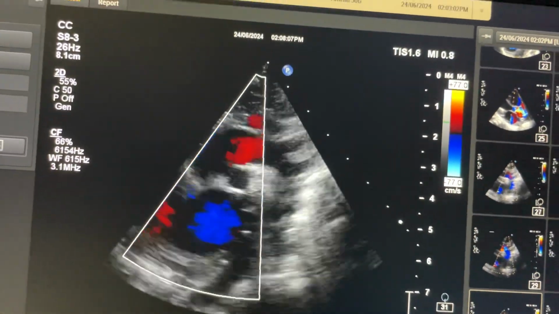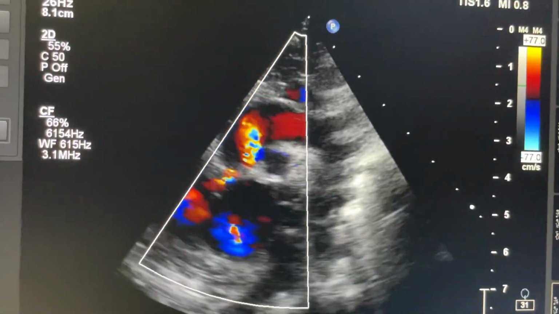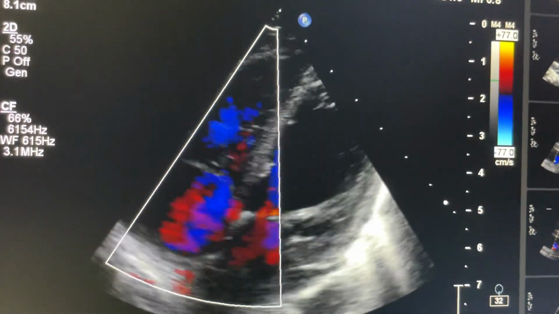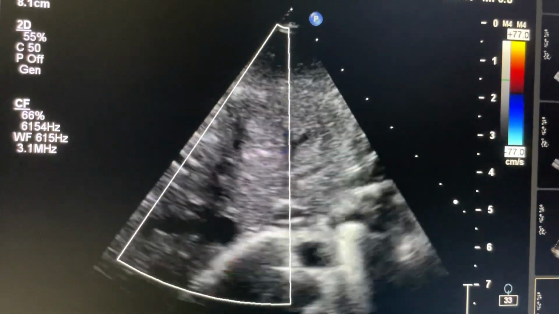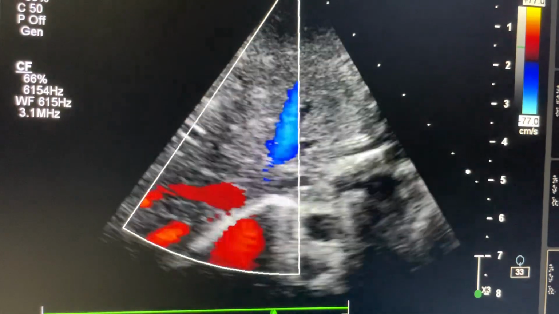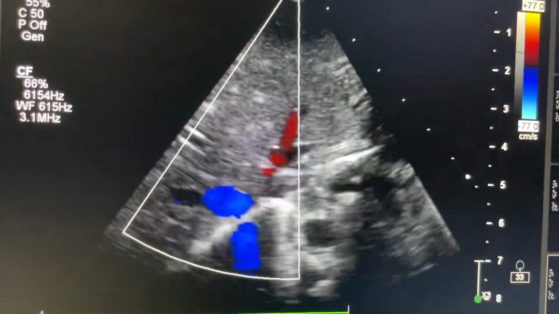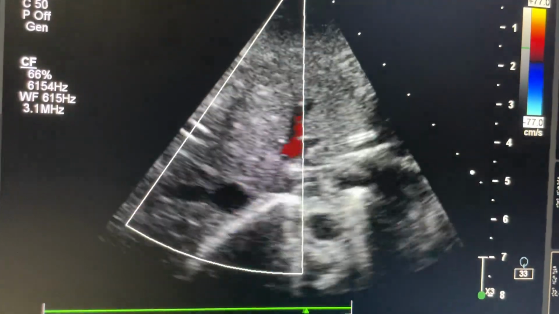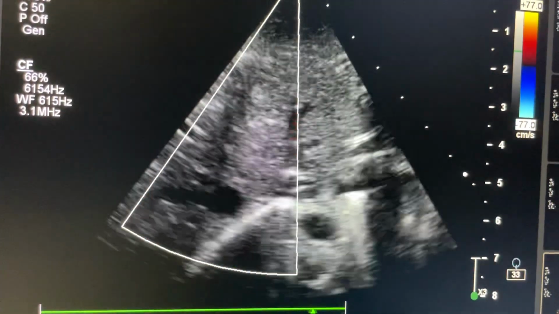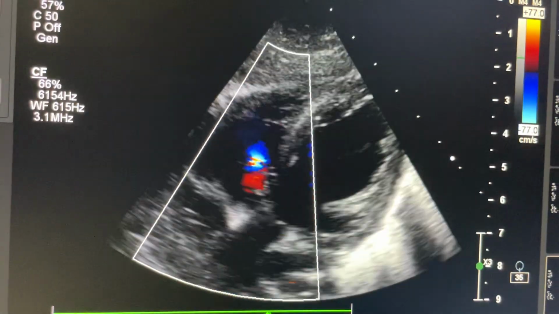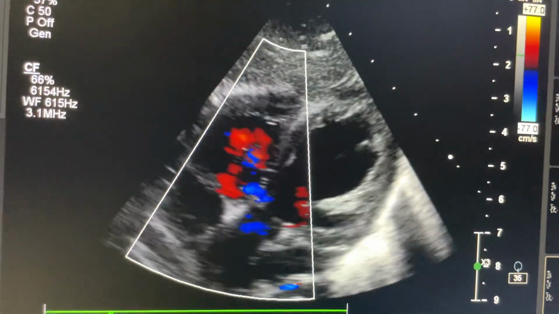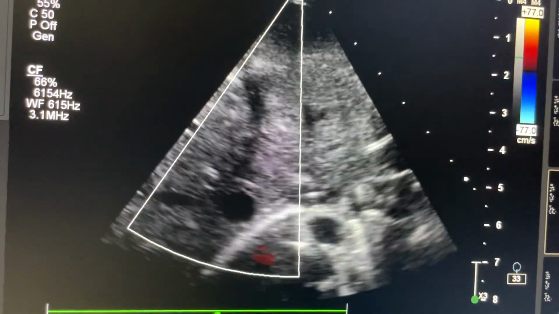Same thing, ascending aorta. The IVC is also dilated, size-wise almost the same as the aorta, even slightly more, and size variation with respiration is also diminished. In this case I want to show you the continuity equation.